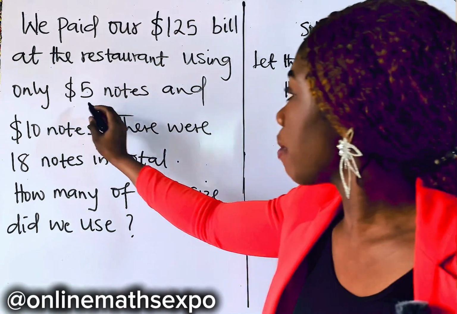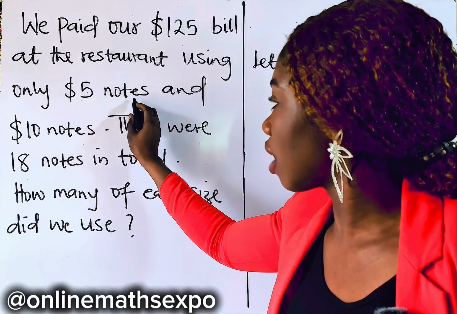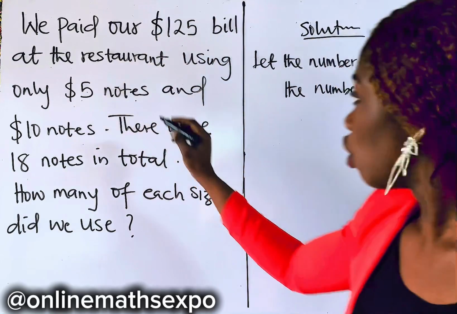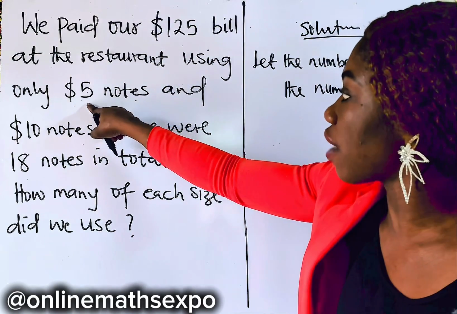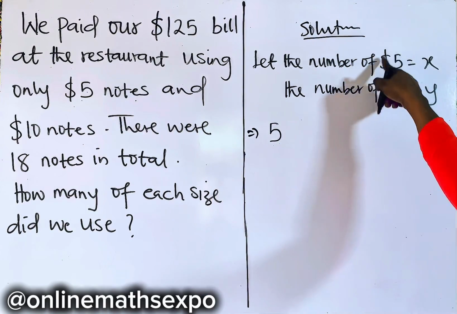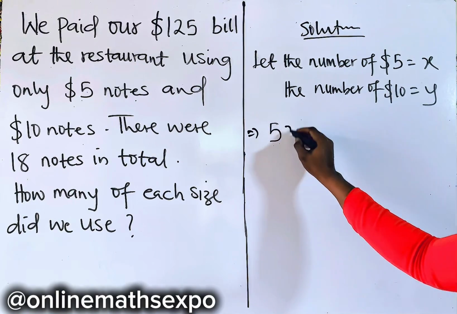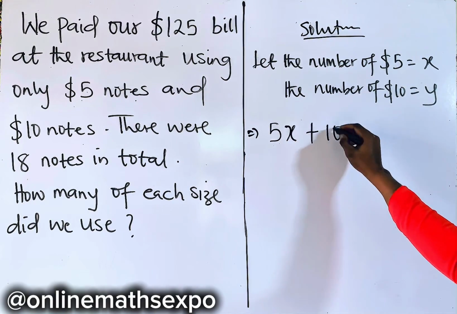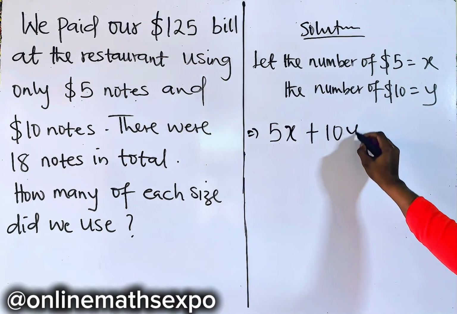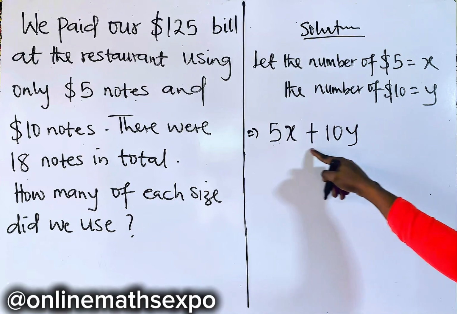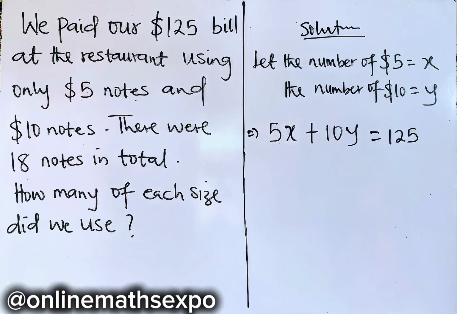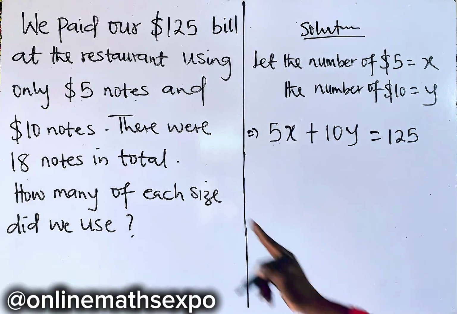So if this is noted, now let's go back. We are told we made the payment with $5 notes and $10 notes, and it is this payment that gave us this amount. So if I want to know how many $5 notes I used, I'm going to have $5 multiplied by the number of it, which is X. Add it to $10 multiplied by how many I used, which is Y. And when you add this payment together, that is what gives you $125.